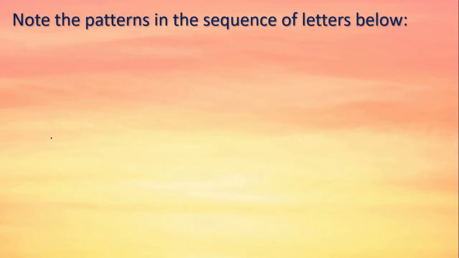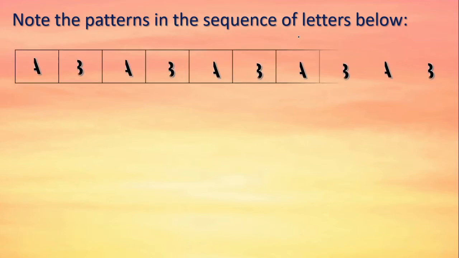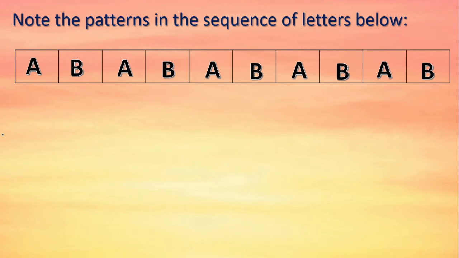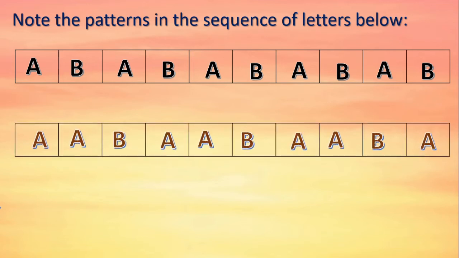Note the patterns in the sequence of letters below. See, dear children, here we can see letters A, B, A, B, A, B, A, B, A, B. Means what is the pattern here? A, B. It's very simple. A, B, A, B pattern this is. Okay. And what about this one?